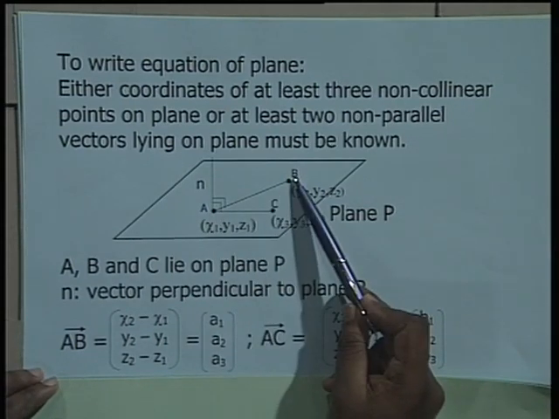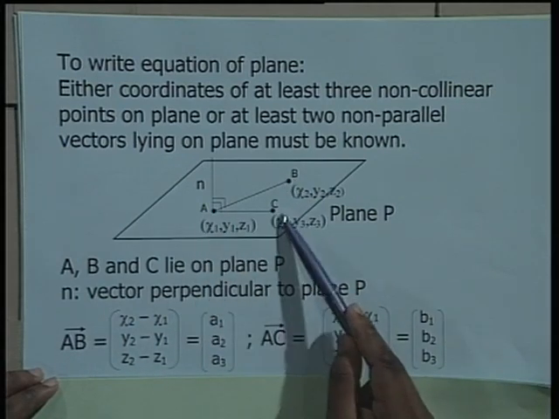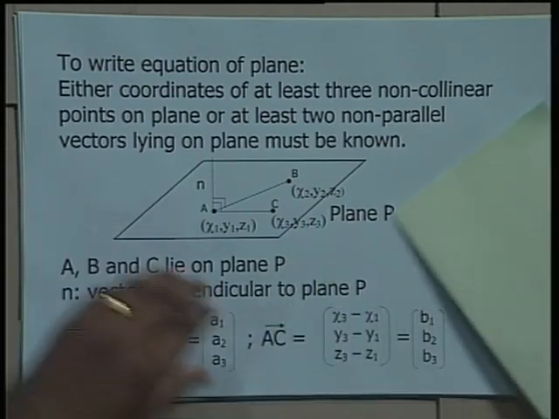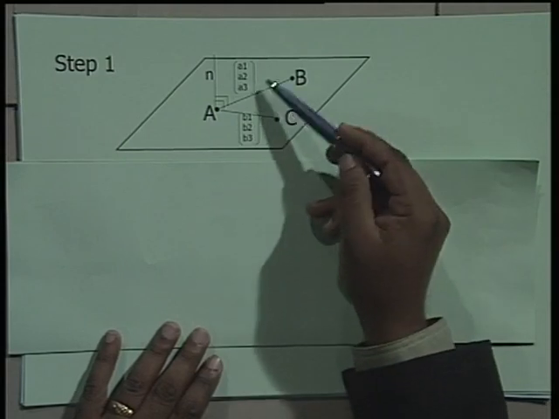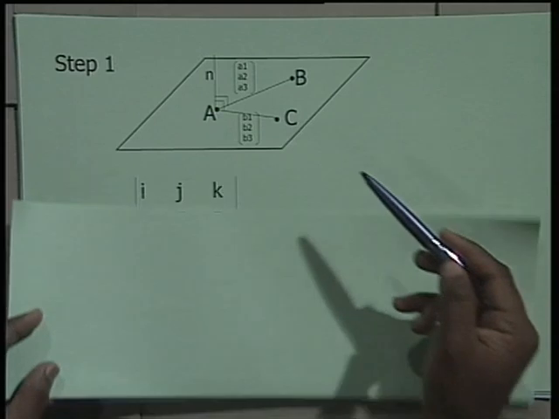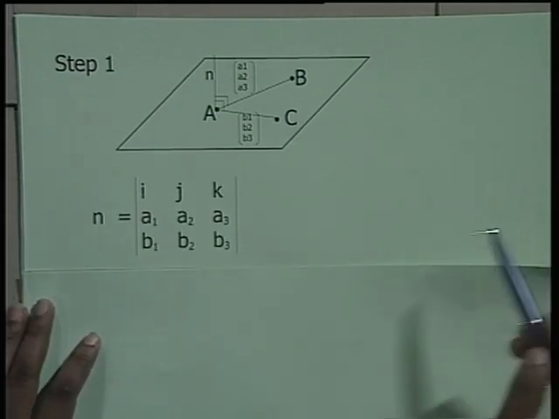So we have three points on the plane, A, B, and C, or two vectors, AB and AC, which we have written as a1, a2, a3 and b1, b2, b3. So naturally, the first step would be to find the vector perpendicular to the plane. That is the vector n. Let's see how to find the vector n. To find n, we carry out the following determinant.